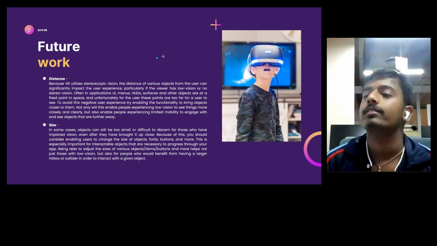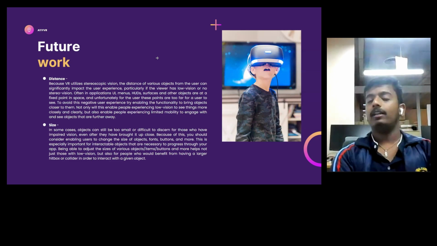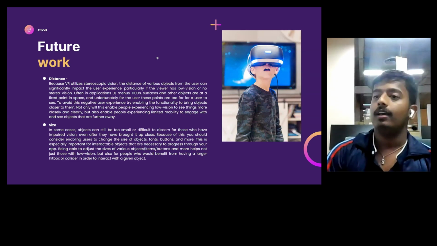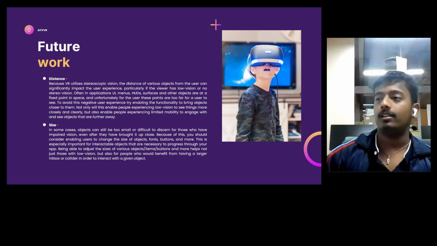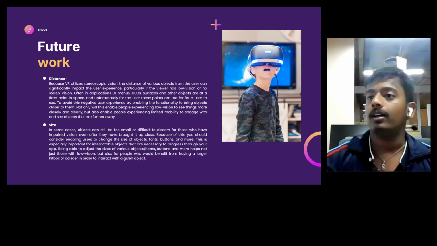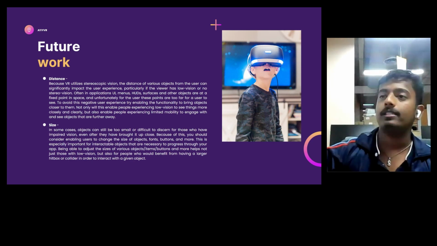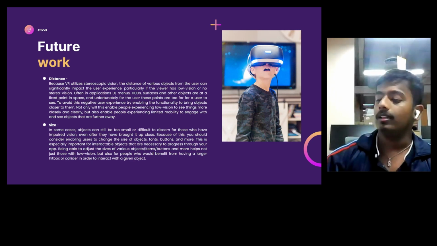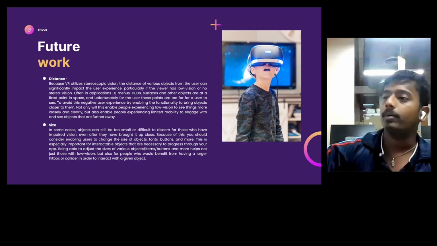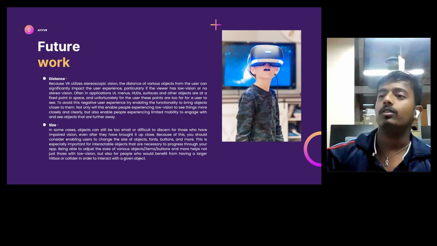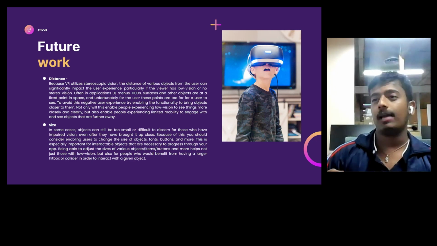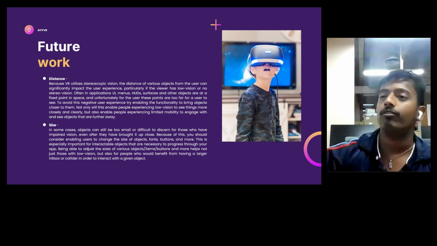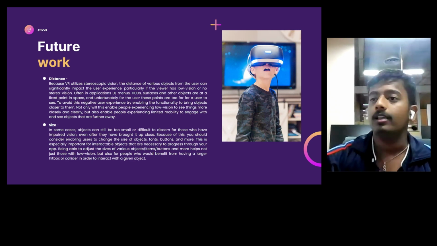In future, there are some future works which can be done to enhance this toolkit. One is distance grabbing. That means that in an application, if there is an object placed at a particular distance, a user with low vision will have difficulty seeing or perceiving the object. So the user should have the capability to change the size of that object at any distance.